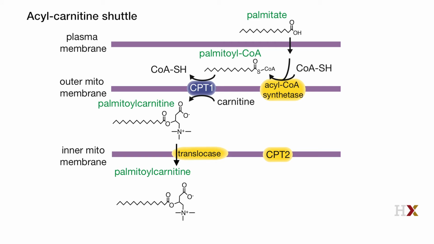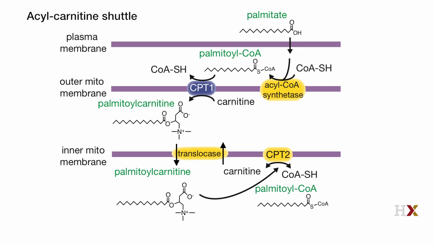Now, the palmitoyl carnitine is inside the mitochondrial matrix. Before it can be subjected to beta-oxidation, the fatty acid has to be transferred back to a molecule of coenzyme A. CPT2, attached to the inner mitochondrial membrane, catalyzes the transfer. Carnitine is released, palmitoyl coenzyme A is formed and ready to be broken down and produce energy.